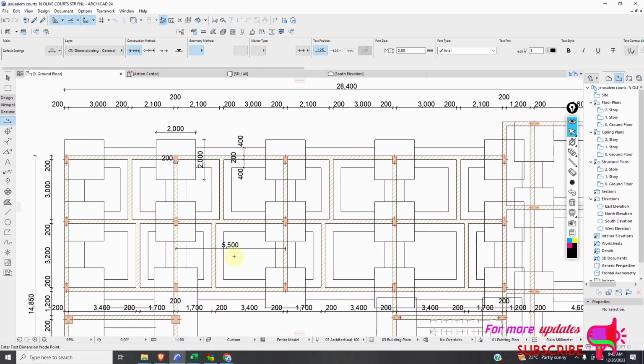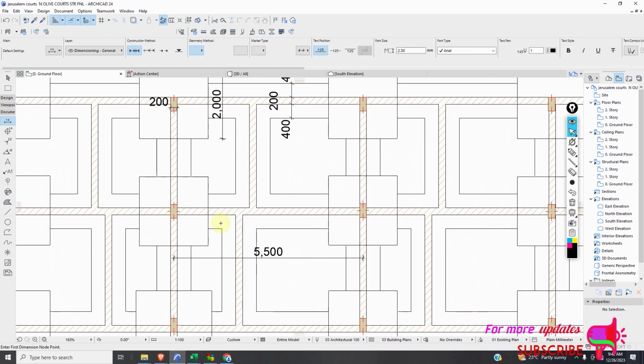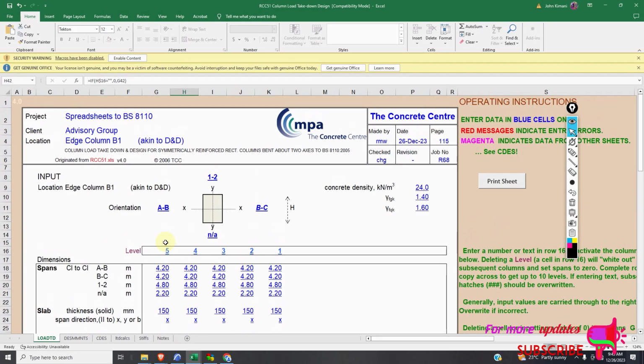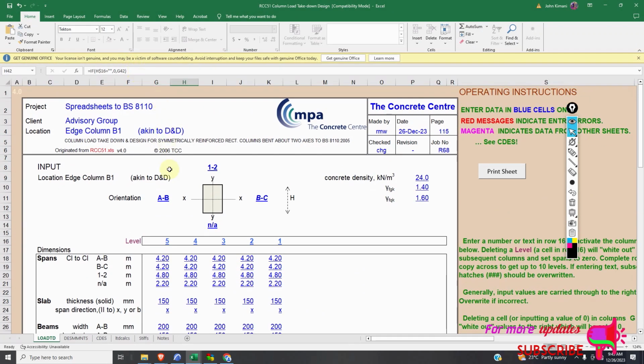You need to know that the span has to be divided by 2 because there is a column on this side and there is a column on this side. But in case there was no column on the other side, you could just use the entire span, right? But now, because there are 2 columns, you divide the span by 2. Now this one will be 2.75. So I will go and insert my value here. Let's first enable the content. I insert 2.75. That is our AB.